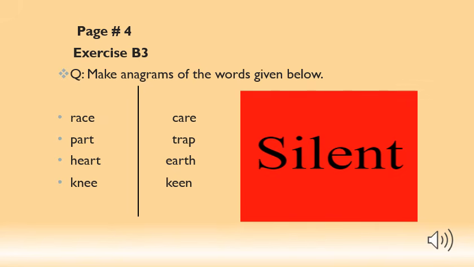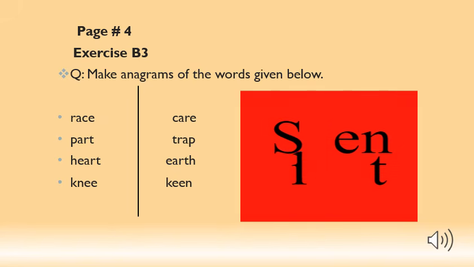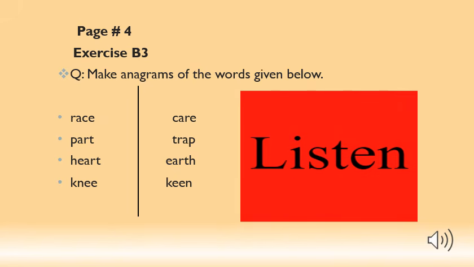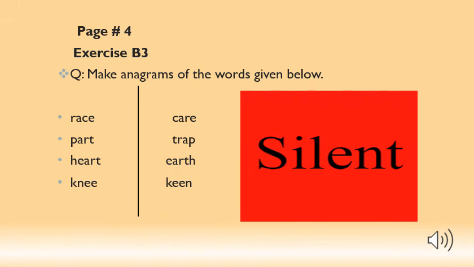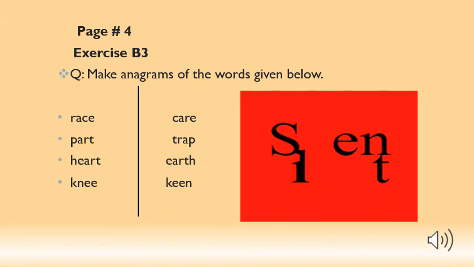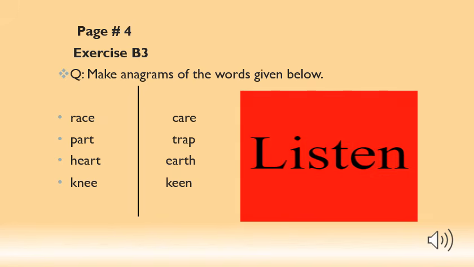The first word is race. Its anagram will be care. Second one is part. Its anagram is track. The third word is heart and its anagram is earth. The last word is knee and its anagram is keen.